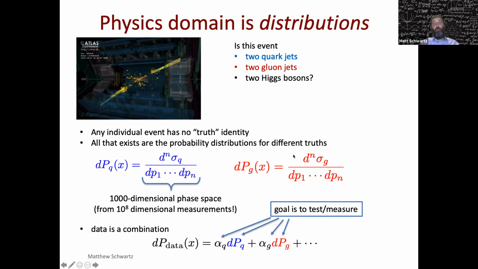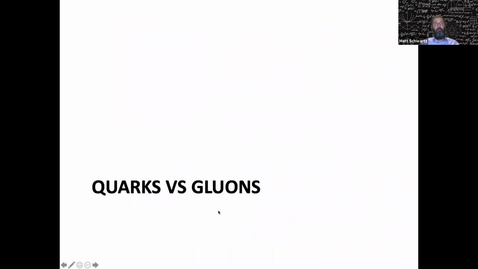So the goal is to really measure these differential probabilities, not to distinguish an individual event, right? So we want classes of events. If you have an individual event, you can say absolutely nothing about whether it's the Higgs boson or not. If you have 100 million events, then you can start saying something. But for each individual event, there's no correct answer, and there's no way to figure out what that actually is. It's just not well defined physically.